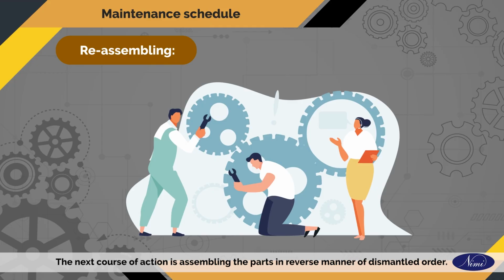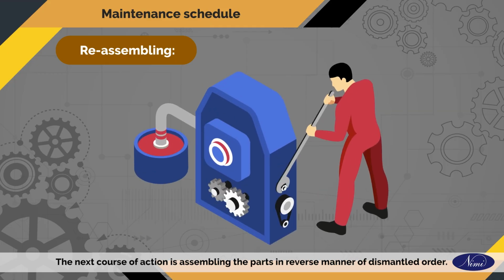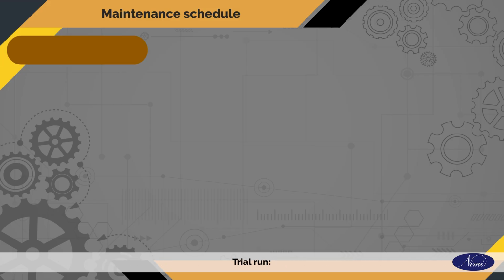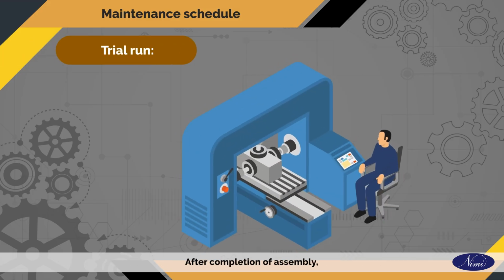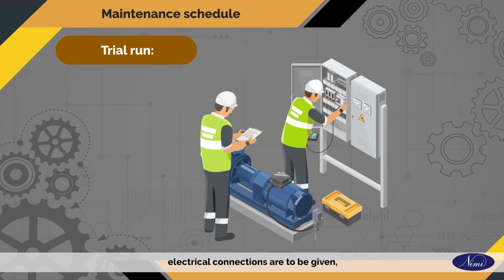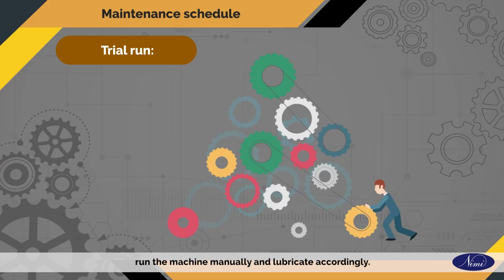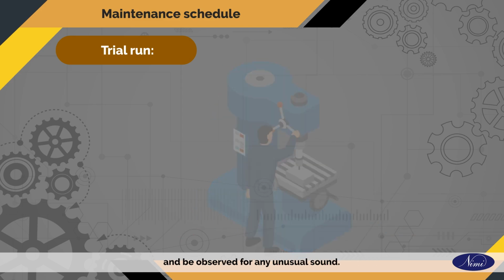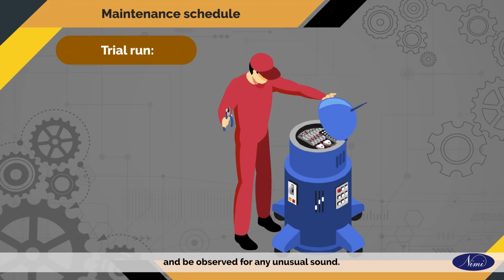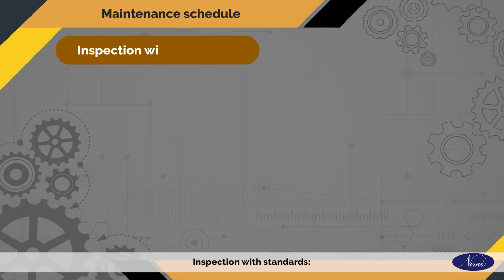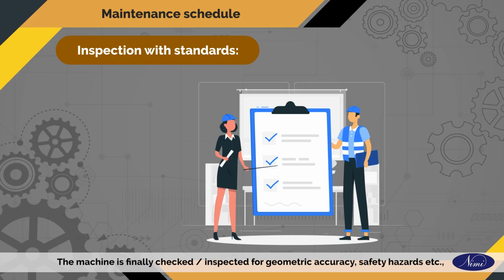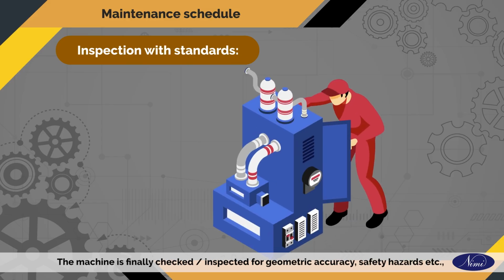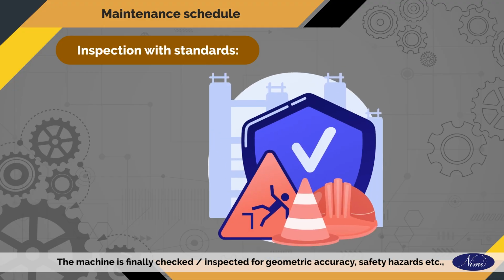Reassembling. The next course of action is assembling the parts in reverse manner of dismantled order. Trial run. After completion of assembly, electrical connections are to be given. Run the machine manually and lubricate accordingly. Finally, the machine should have a trial run for some time and be observed for any unusual sound. Inspection with standards. The machine is finally checked or inspected for geometric accuracy, safety hazards, etc. according to the manufacturer's standards.